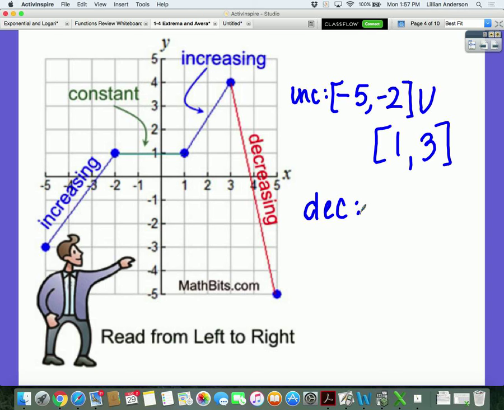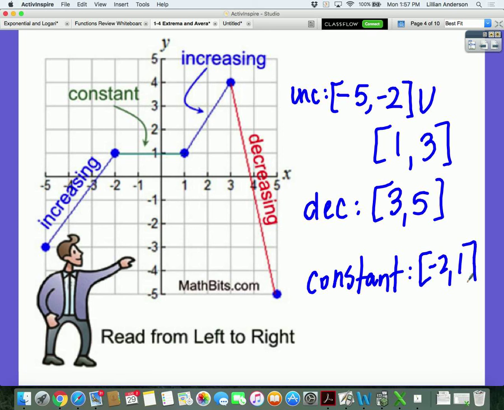It's decreasing from 3 to 5. Remember, we always use our x values to determine if it's increasing or decreasing. And where is it constant? -2 to 1. Simple enough, right? Looking at the x's, not the y's, the x's. So we start with the far left x value, -5, increasing up to -2. Constant from -2 to 1, increasing from 1 to 3, and then decreasing from 3 to 5. Exactly. Neither increasing nor decreasing is where it's constant. Okay?